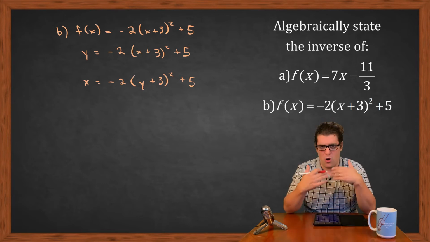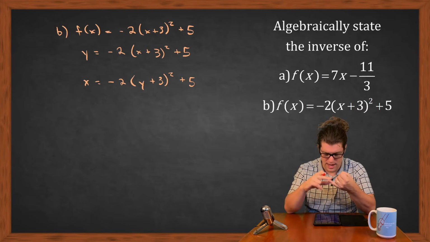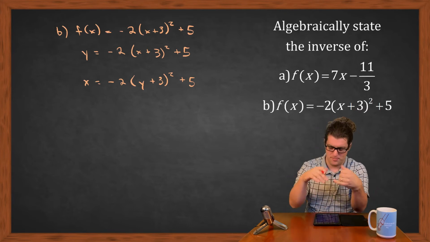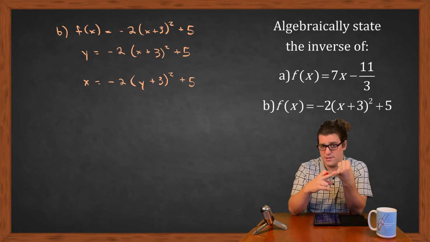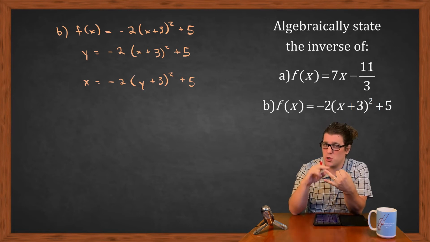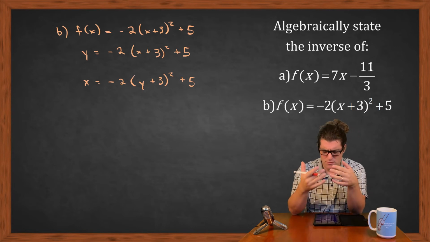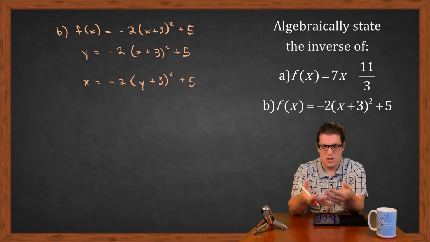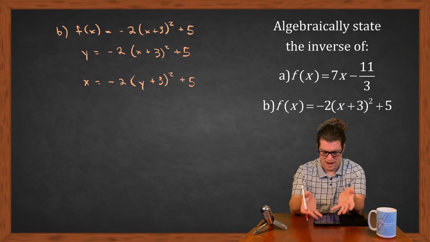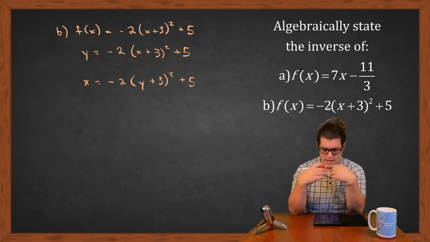So let's go back up to the original. The original x, you'd have 3 added to it. And then you would square that whole thing. Then you would multiply by -2, and then you would add 5 to it. So if we were to go backwards, we would have to subtract that 5, and then we'd have to divide by the -2.